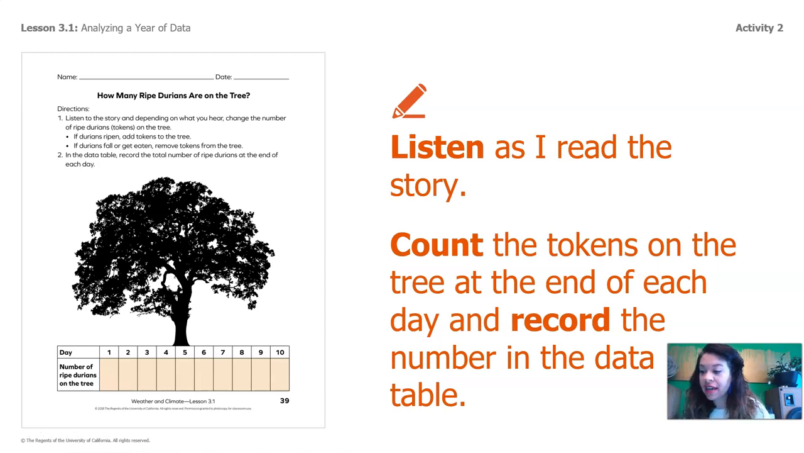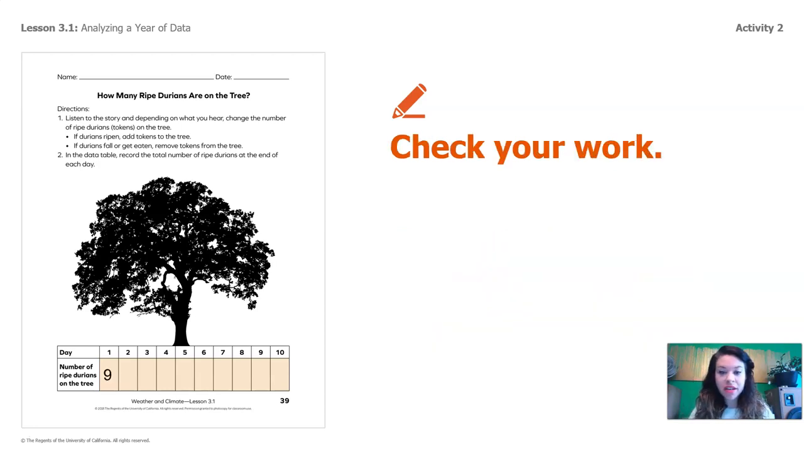Okay, on the first day, a scientist counted 9 ripe durian fruits on the tree. So in box number 1, you're going to put the number 9. All right, you ready for day 2? On day 2, the scientist noticed 5 more durians had ripened. So you're going to add 5 of your little tokens to your paper. And then figure out: if we started out on day 1 with 9 durians, and on day 2 there are 5 more durians, how many durians do we have on the tree now?